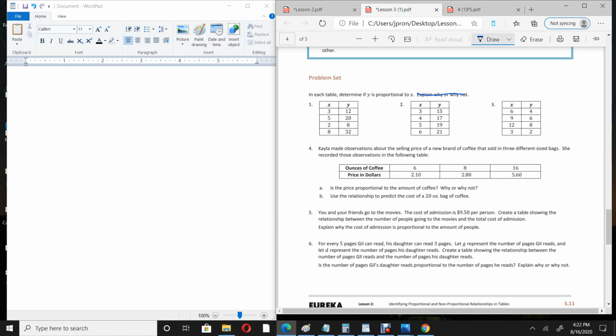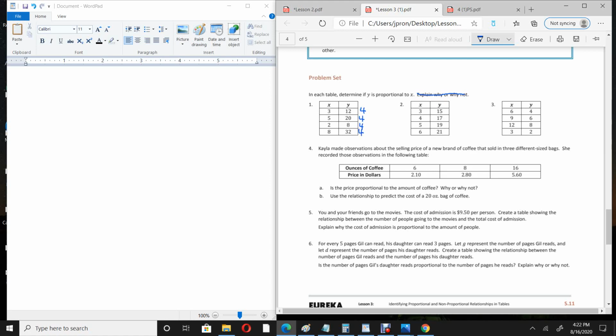You're going to determine in each table if y is proportional to x. Just determine if they are proportional, right? So we're going to find a unit rate for each of these. For these, I'm going to divide 12 by 3 because that's easier for me to do. I already know it. That's 4. So that's a unit rate right there. 20 divided by 5 is 4. 8 divided by 2 is 4. 32 divided by 8 is 4.